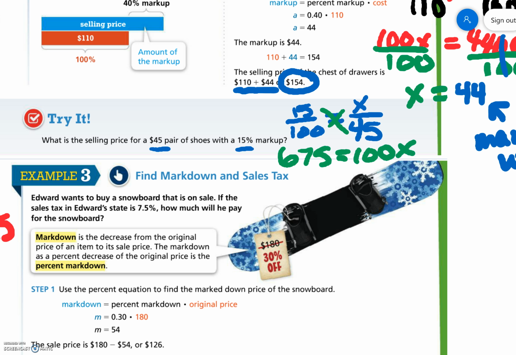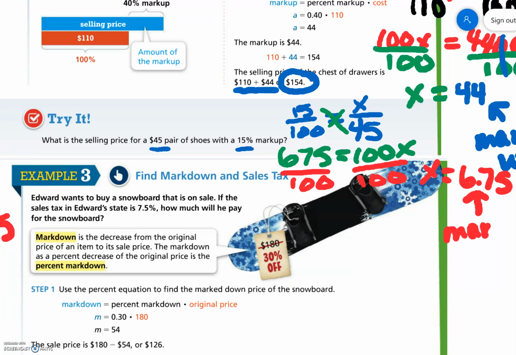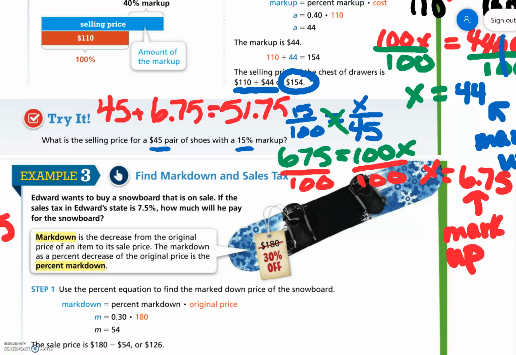100x. We are going to divide by 100. So x equals 6.75. Again, the shoes did not cost 6.75. This is the markup. So what's my last step? Have to add it to the price. So 45 plus 6.75 gives me $51.75.